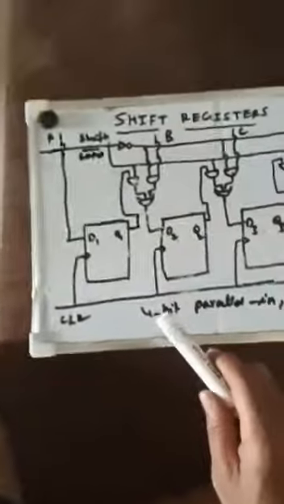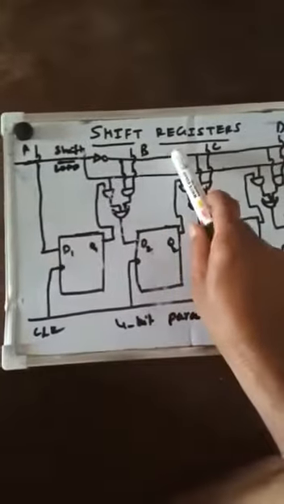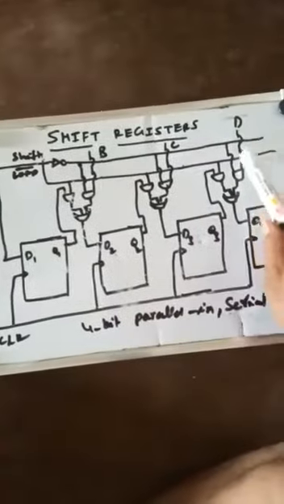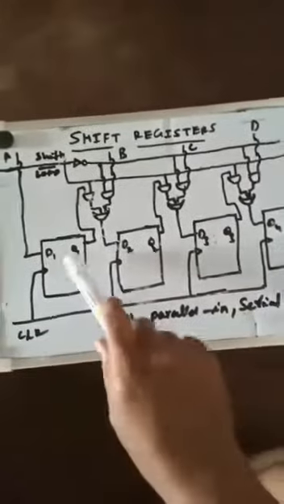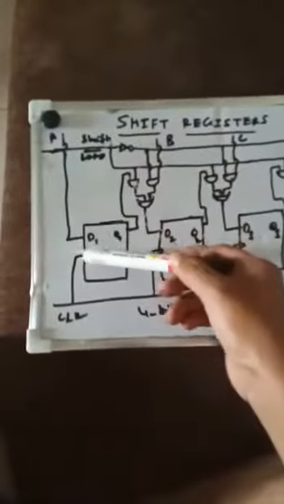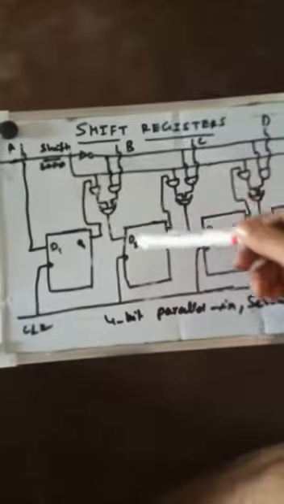And similarly, let us discuss how things go on. So here A, B, C, D are the inputs of D1, D2, D3 and D4. That means we are giving parallel input. B is the parallel input through this. C is the parallel input through this. And D is the parallel input through this.